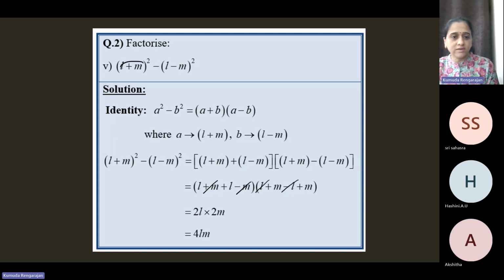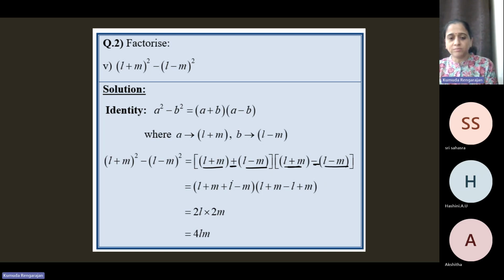So this is a squared minus b squared, or x squared minus y squared, whatever we call it, okay? So this one is a, and this one is b. So a squared minus b squared is a plus b into a minus b.